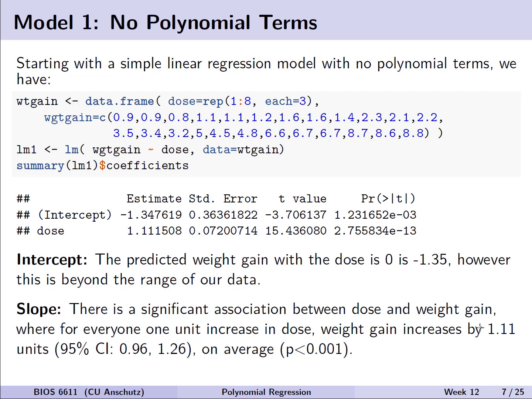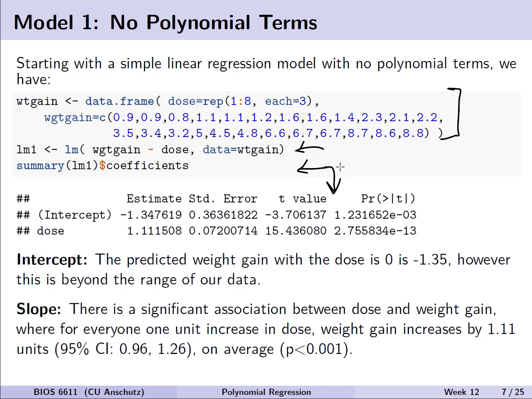The first thing we can note is that we read in our data or create a data frame based on the information from the table on the previous slide. We then fit our simple linear regression model for the outcome of weight gain with the single predictor for the dose level. And then we look at the summary for our coefficients here below.